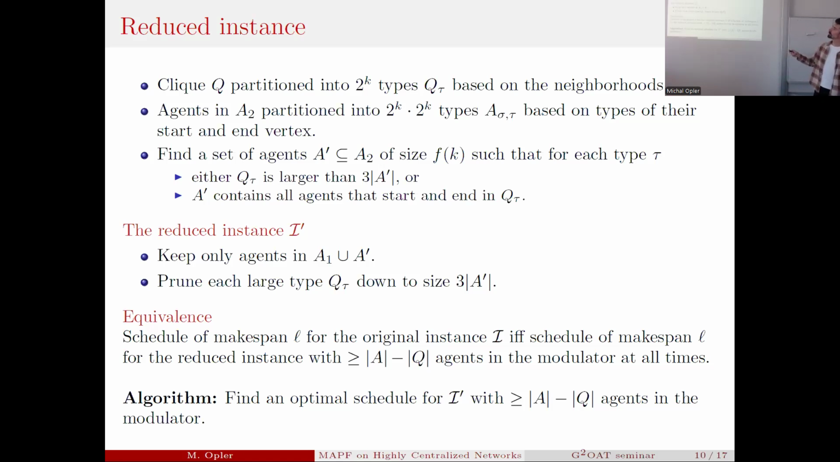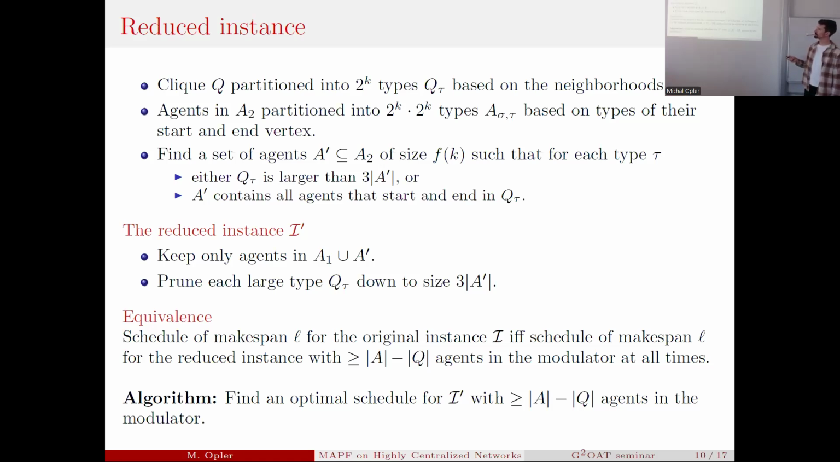And now we describe how to find a set of agents that is still of bounded size, such that each of these bags is either too large, larger than 3 times the number of these agents, or these sets of agents already contain all the agents that start and end in that type. And once we find this, we essentially define the reduced instance by keeping only the agents from this set and the nice and well-behaved agents of A1. And we just cut down each of these bags Q_tau to size 3 times the number of agents. So in this way, we make it into a graph which is of bounded size within k.